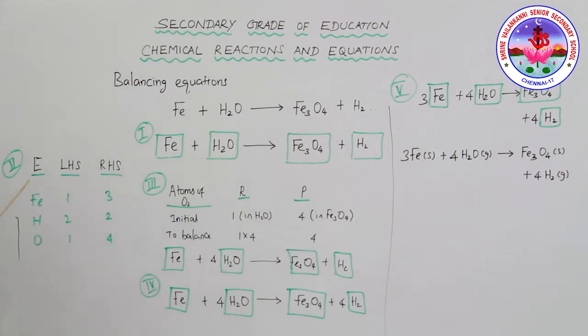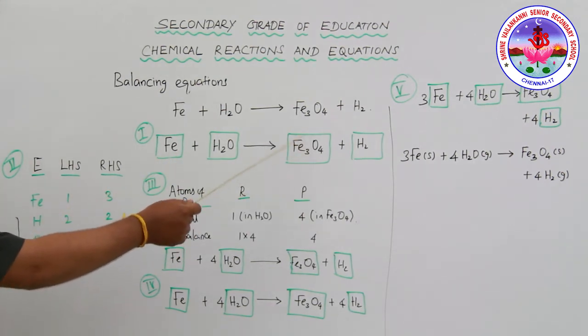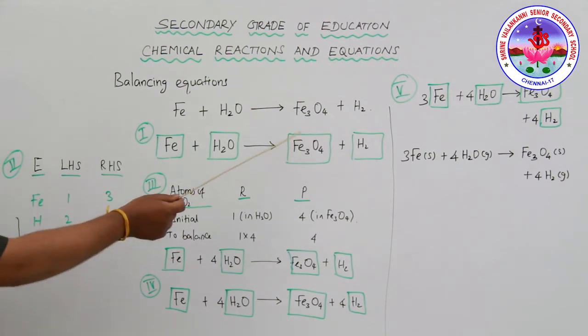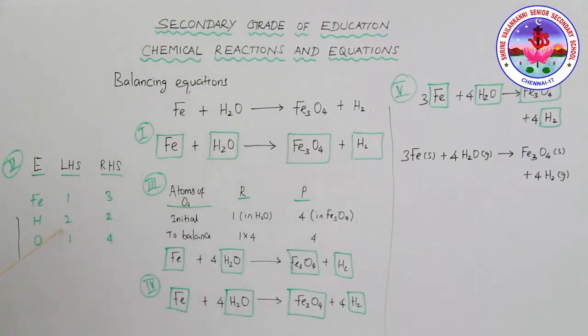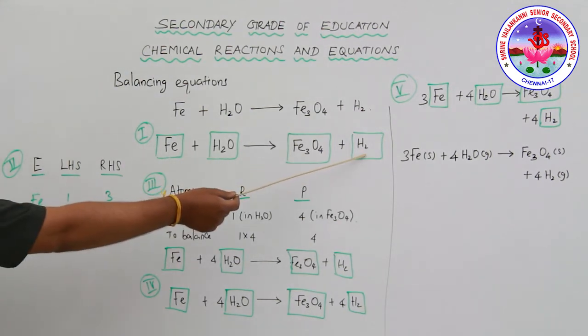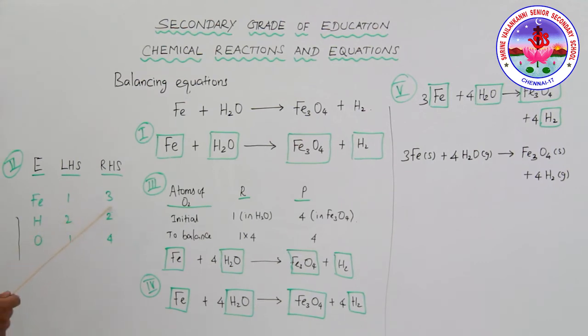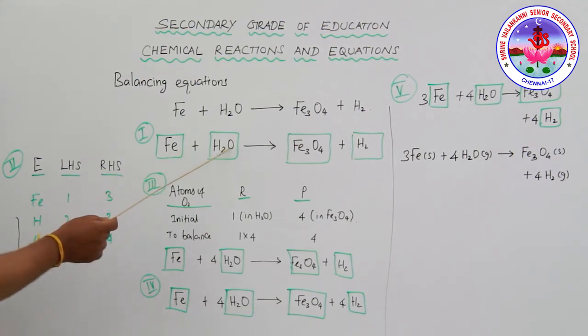So the list of elements is iron, hydrogen, oxygen. Then here the number of atoms present in the left hand side and the right hand side also you have to write. Here the number of atoms in the left hand side, iron is 1, in right hand side 3 Fe atoms are present. Then hydrogen, 2 hydrogen in the left hand side, 2 hydrogen in the right hand side. So hydrogen is balanced here. Then oxygen, 1 oxygen in the left hand side, 4 oxygen in the right hand side.